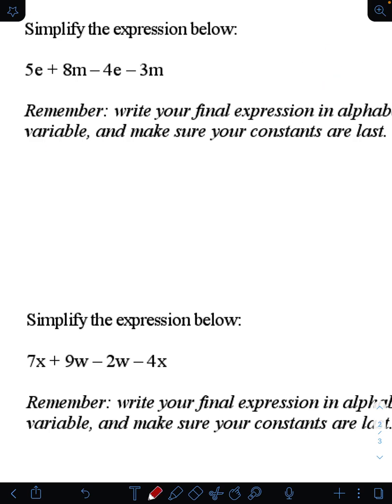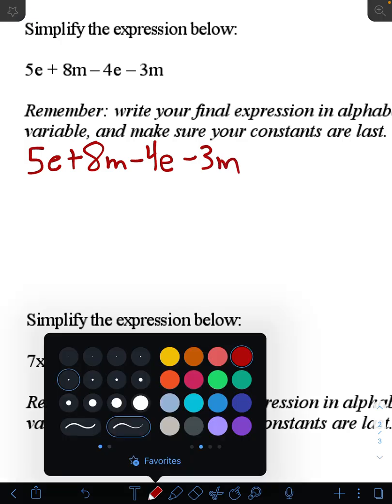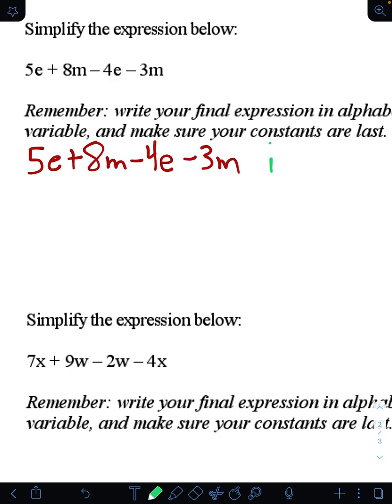Now, here we go. First step: rewrite the problem. Okay, so you've rewritten the problem. Now what do you do? You identify your like terms. It's really important when you identify to take the sign in front.